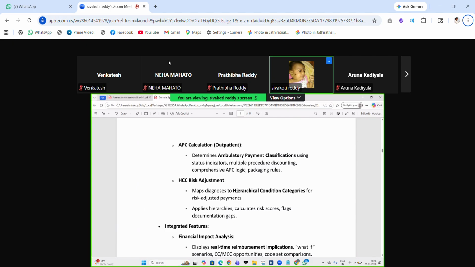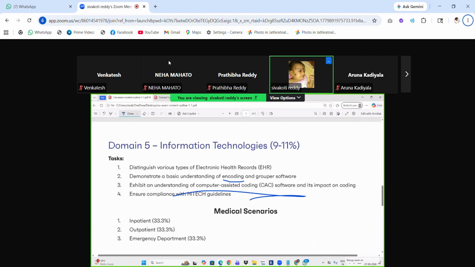Based on these, using the grouper software they will calculate the APC payments and DRG payments based on the respective guidelines. It is used for the calculation of payments. You will get questions on these three software. CAC should be auto-assisted coding. Encoding should be the code lookup software. Grouper software is for the payment calculation, DRG and APC based. It will analyze the coded data and give the payment methodologies based on DRG and APC.